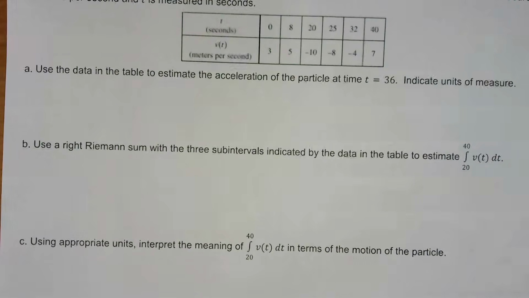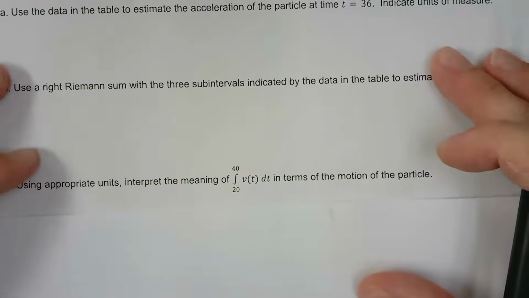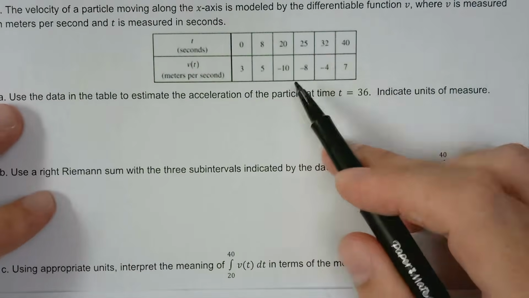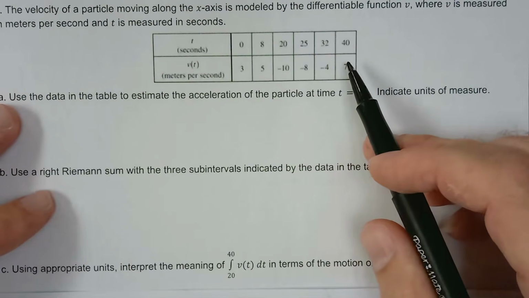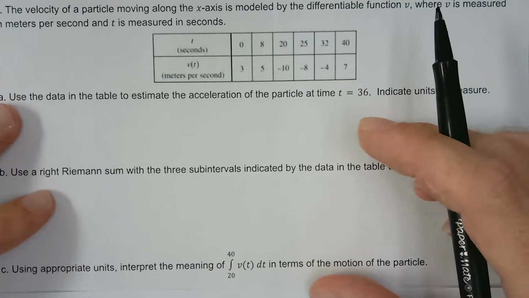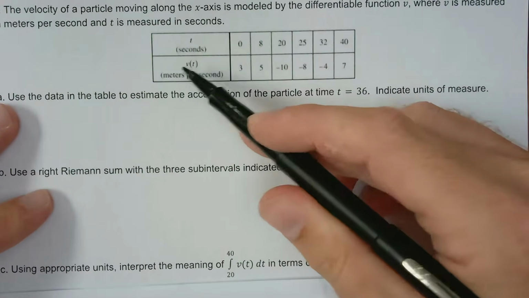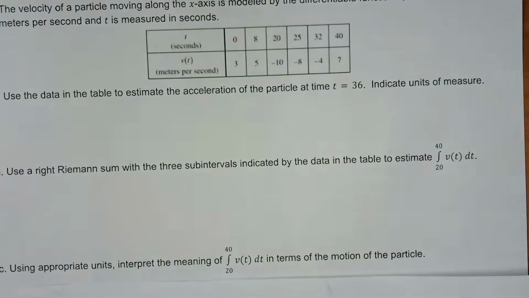Now, using appropriate units, interpret the meaning of this integral in terms of the motion of the particle. And this is going to be tough. But I've got it where the velocity is negative and then positive. And we even saw that in our Riemann sum. So it's like, okay, the negatives and positives we're kind of adding together. And if we think about the units of measure for the integral, we've been multiplying meters per second by seconds. There's definitely that.